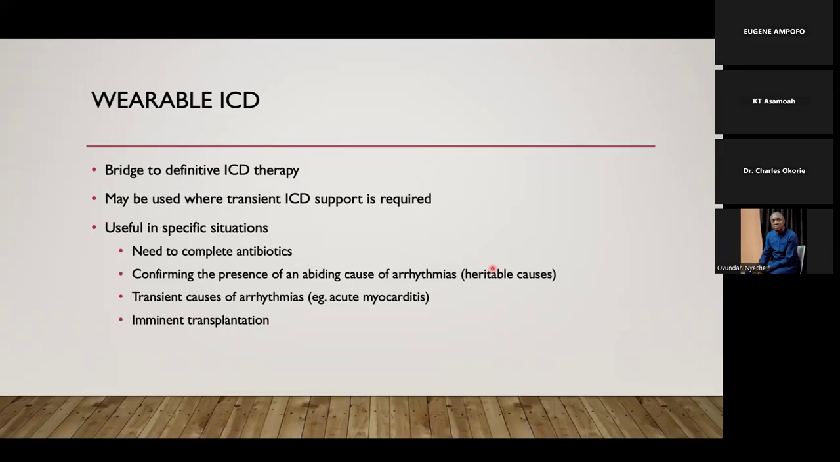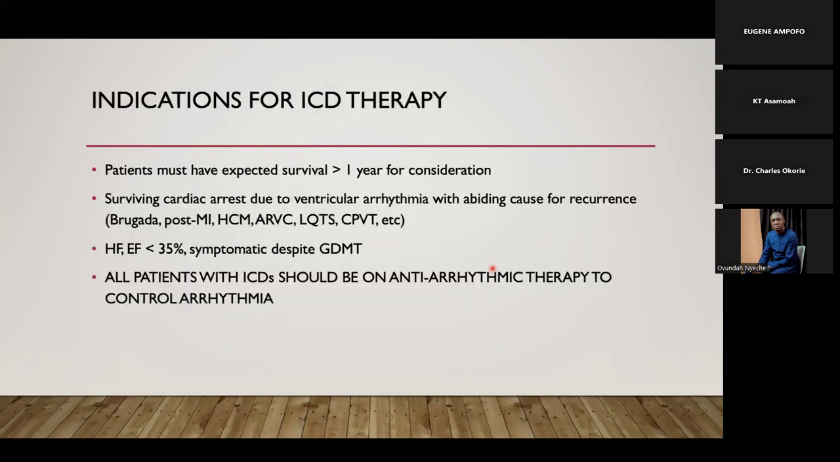And again, for people who have been listed for transplantation, who have malignant arrhythmias, while waiting for that, you can use a wearable ICD. So the wearable ICD is not an end, it's not a destination in its own, but it's just a stopgap while you plan or while you optimize your patients to be ready for the transvenous ICD. So indications for ICD therapy, first thing is that the patient has to have an expected survival of more than 1 year. If the patient doesn't have an expected survival of more than 1 year, then you don't even think of an ICD.